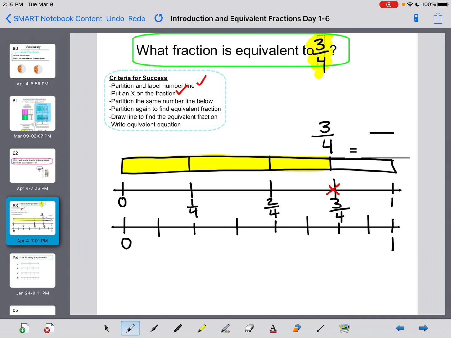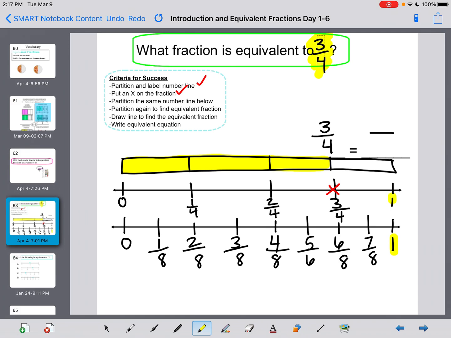Now I can count how many spaces I have on my number line. 1, 2, 3, 4, 5, 6, 7, 8 spaces. So my new number line is partitioned into eighths. 1/8, 2/8, 3/8, 4/8, 5/8, 6/8, 7/8, and then we know 8/8 would be equal to 1 whole, and we always end our number line at 1.